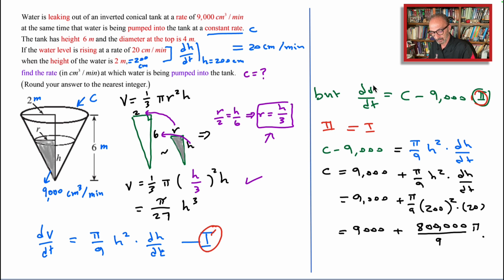Simplifying, I have the following already written on the side to save you some time. 253 centimeters cubed per minute. And that should do it.